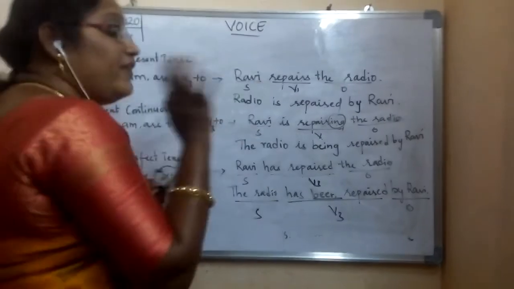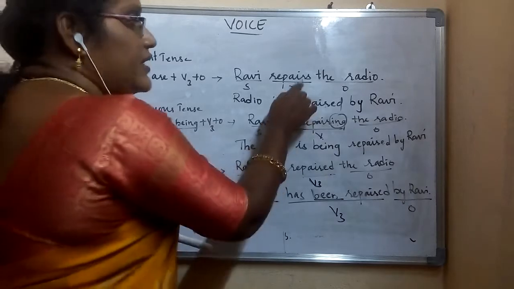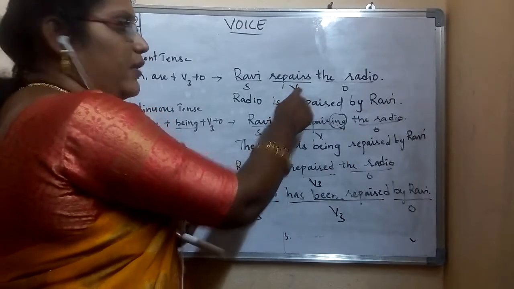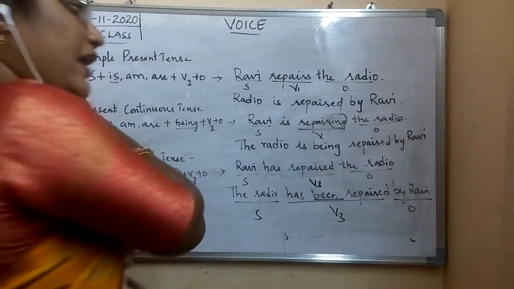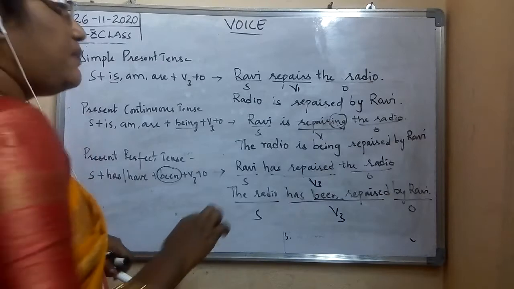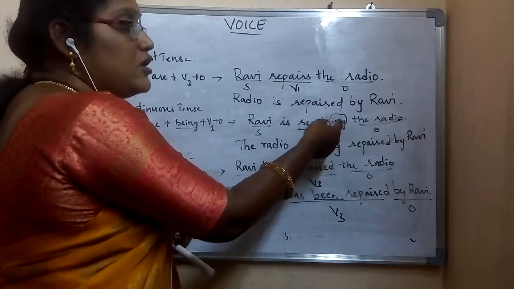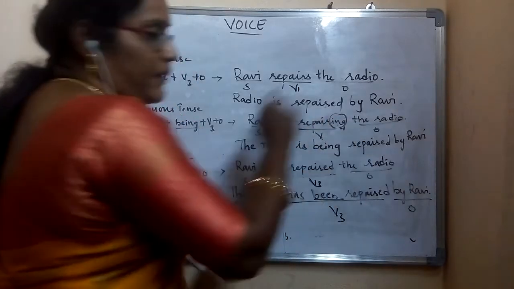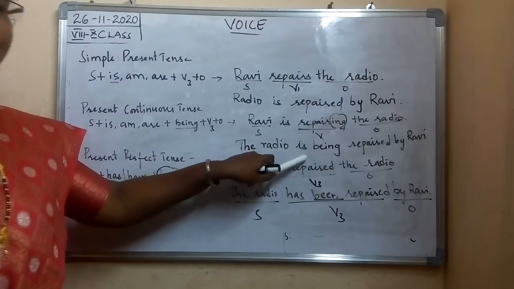So now here, when it is continuous form only, you can use being. Otherwise, you should not. Now here see, it is repairs. That means V1 form. So we have changed only repair is into repaired. Now see here, Ravi is repairing the radio. So here it is in continuous form, present continuous. So it changes into being repaired. Again, radio is singular object, so I have used is.